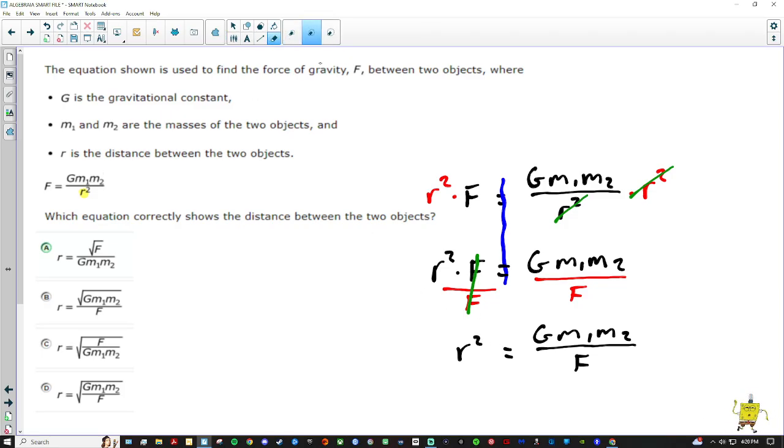To get rid of this squared, all we do is add the opposite to the other side. The opposite of squared is a square root. So r equals the square root of G m1 m2 all over f, which makes D the correct choice. B is very close, but the square root needs to be on the bottom also, all the way down to the bottom. All right, next problem.